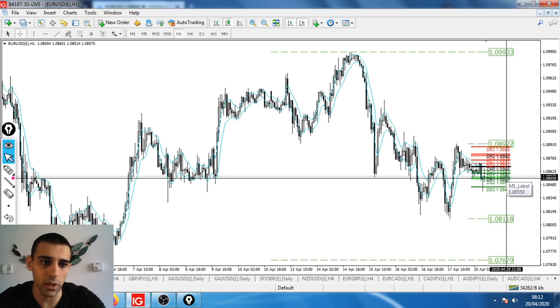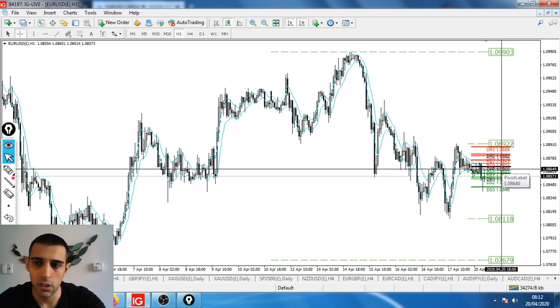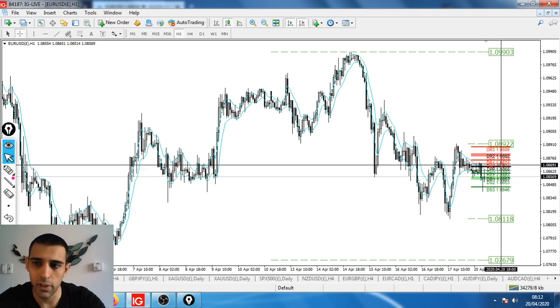Then we'll be looking to get onto the short side, and if we enter at 108.55, the stop loss will be a 15 pip stop loss.